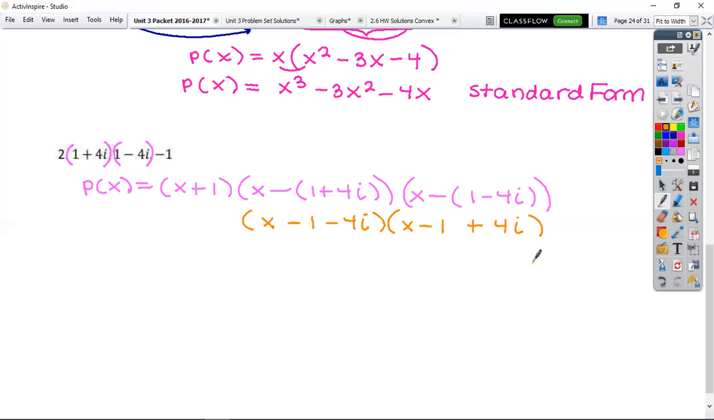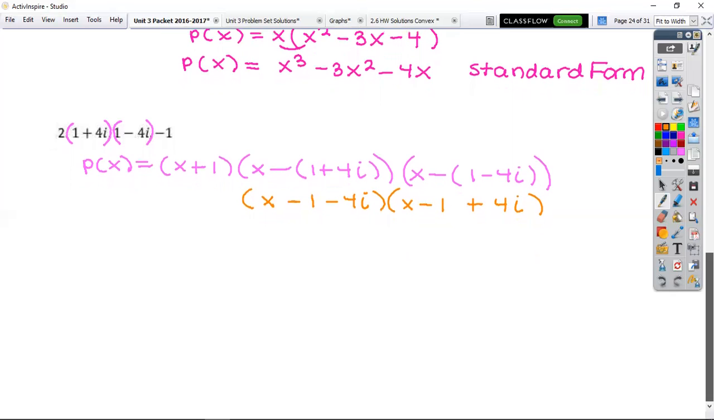And what's always going to happen with these is terms are going to cancel. So go slow and expect a lot of things to go away. So I still have this x plus 1 here. All right, so we have x plus 1. And now I'm going to multiply. So to begin, I do x times x here. So x times x is x squared. X times -1 is negative x. And then x distributed to the 4i is plus 4xi.